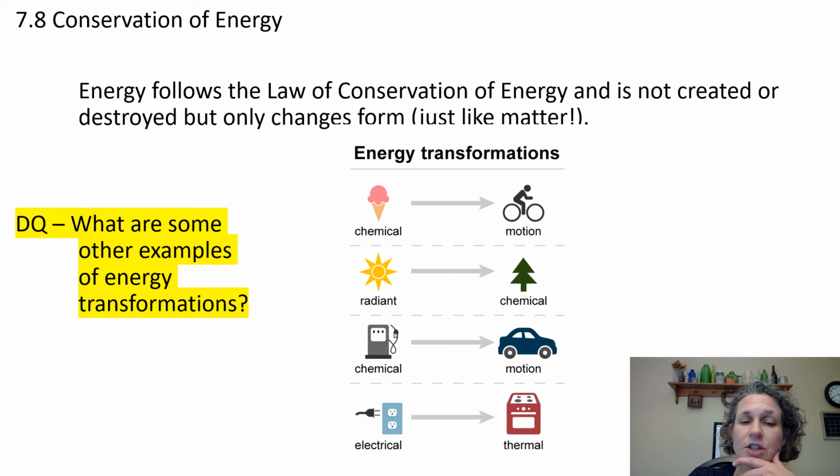Another is chemical energy into motion, this is your car. The chemical energy in that case is gasoline. And then you guys are all familiar with electricity, electrical energy. We use it to do all kinds of things. This example shows it transferring to thermal energy.